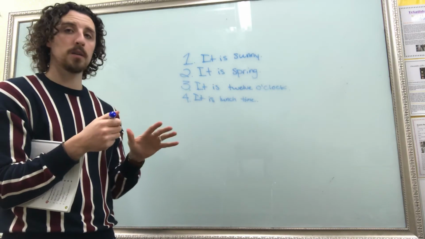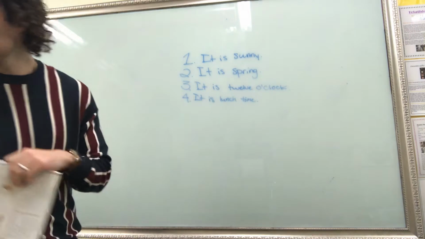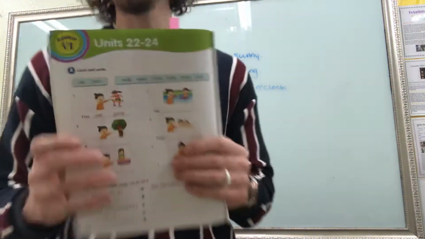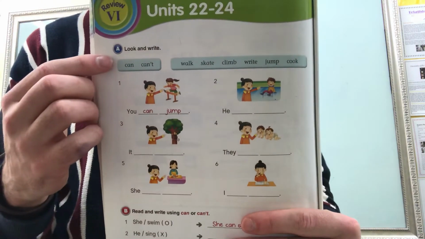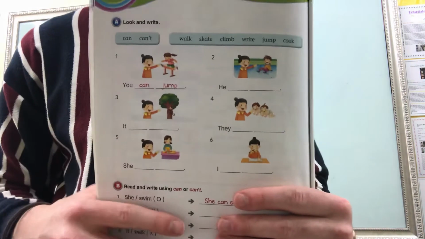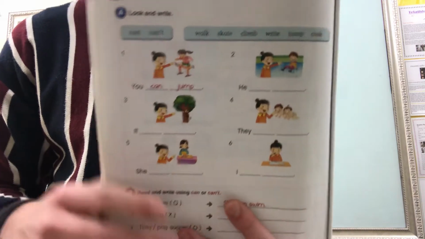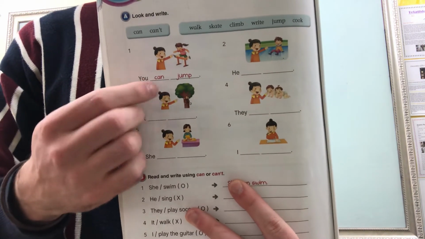Okay? So pause. Okay. Now what we're doing is we're doing the review. Okay? So we have to look and write. So if we look at number 1, you can jump.